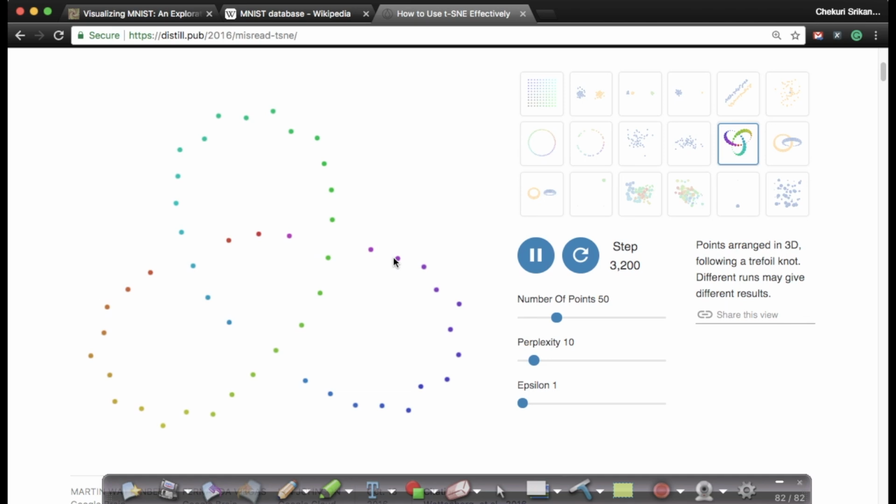So all of your violet points are here, just like this. All of your light green points are here, right? All of your darker green, or reddish green, points are here, right? So by 5,000 iterations, I get the structure of the data, right?